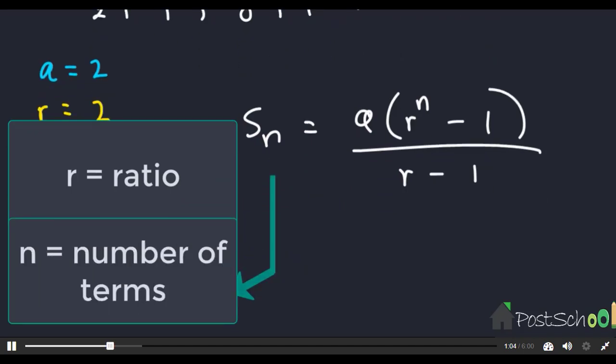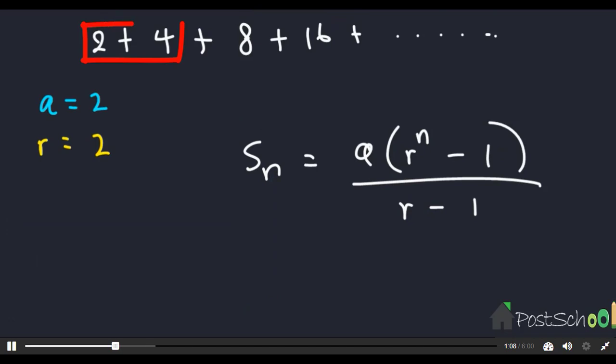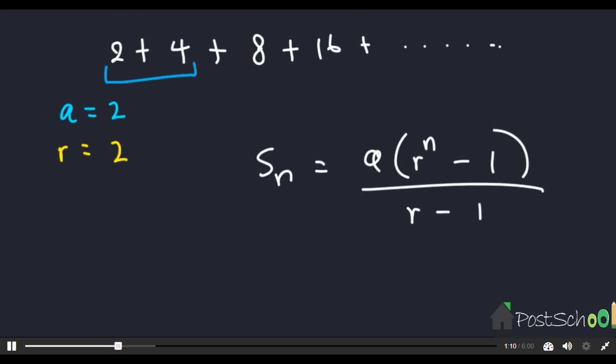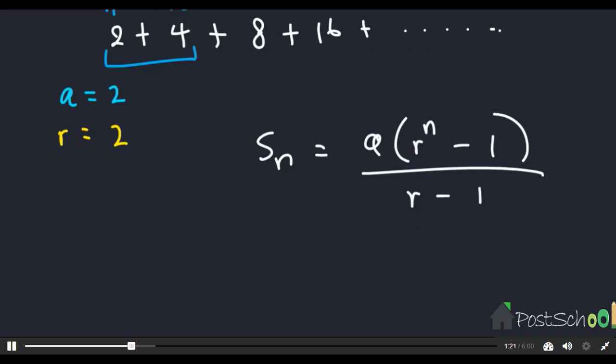So first, a is still your first term, r is our common ratio, and n is the number of terms. For example, let's try to calculate just the first two terms of the sequence. We can see that this is t1 and t2. If we add these, we are going to get 6, as you can see. Let's try and use the formula and see if we are getting the same answer.